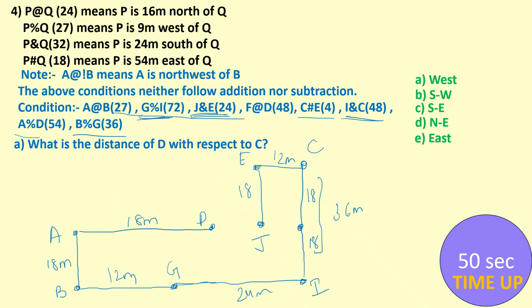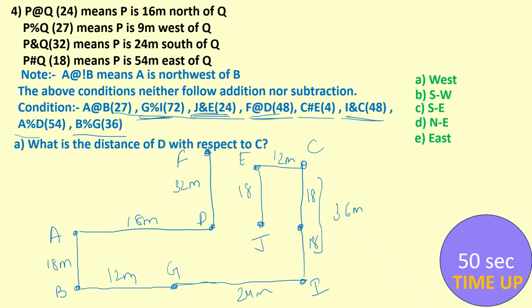Next, F and D, correct? F and D means what? F is to the north of D, by 32 meter, correct? So 32 meter, somewhere here I draw. 32 meter, correct? So this is the diagram you will get.